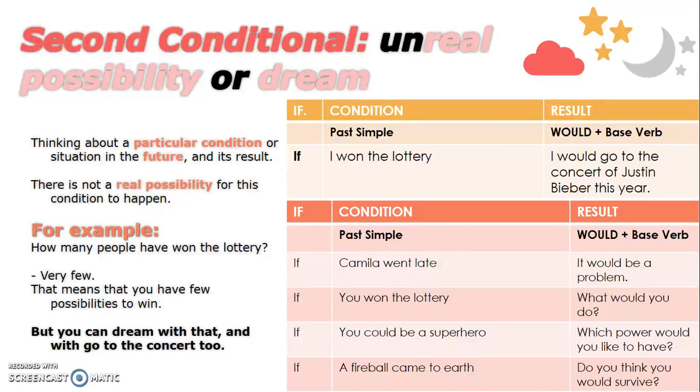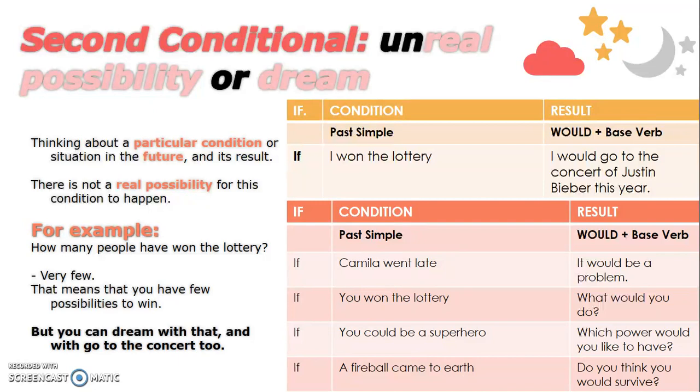If I won the lottery is in past simple, I won. And the result goes with would. I would go to the concert of Justin Bieber this year. Would and base verb. Okay, and let's see our last four examples to understand better this last conditional.